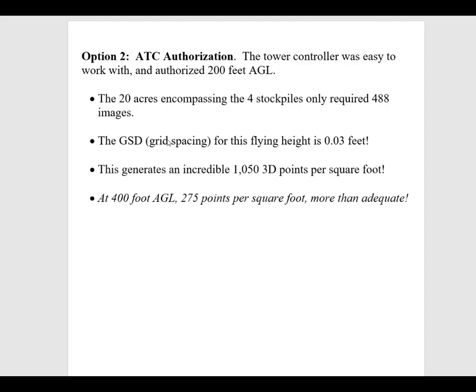The ground sample distance, or the grid spacing of your 3D points, is 3/100ths of a foot. Well, that generates basically 1,000 3D points per square foot. Incredible, maybe incredible overkill. However, we were limited then with the Intel drone, with that camera. It would have been preferable to fly at the maximum legal flying height of 400 feet and reduce it down to a mere 275 points per square foot, but we didn't have that option.